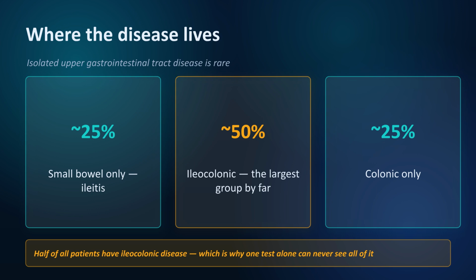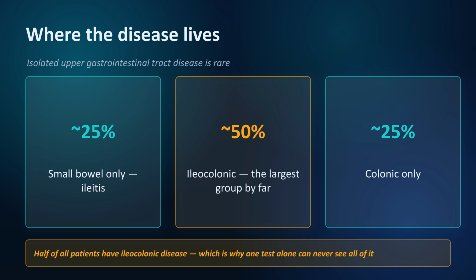Now where the disease actually lives. Small bowel disease alone, ileitis, accounts for about 25% of patients. Ileocolonic disease, involving both the terminal ileum and the colon, is the largest group at about 50%. And colonic disease alone is about 25%. Isolated upper gastrointestinal tract disease is rare.